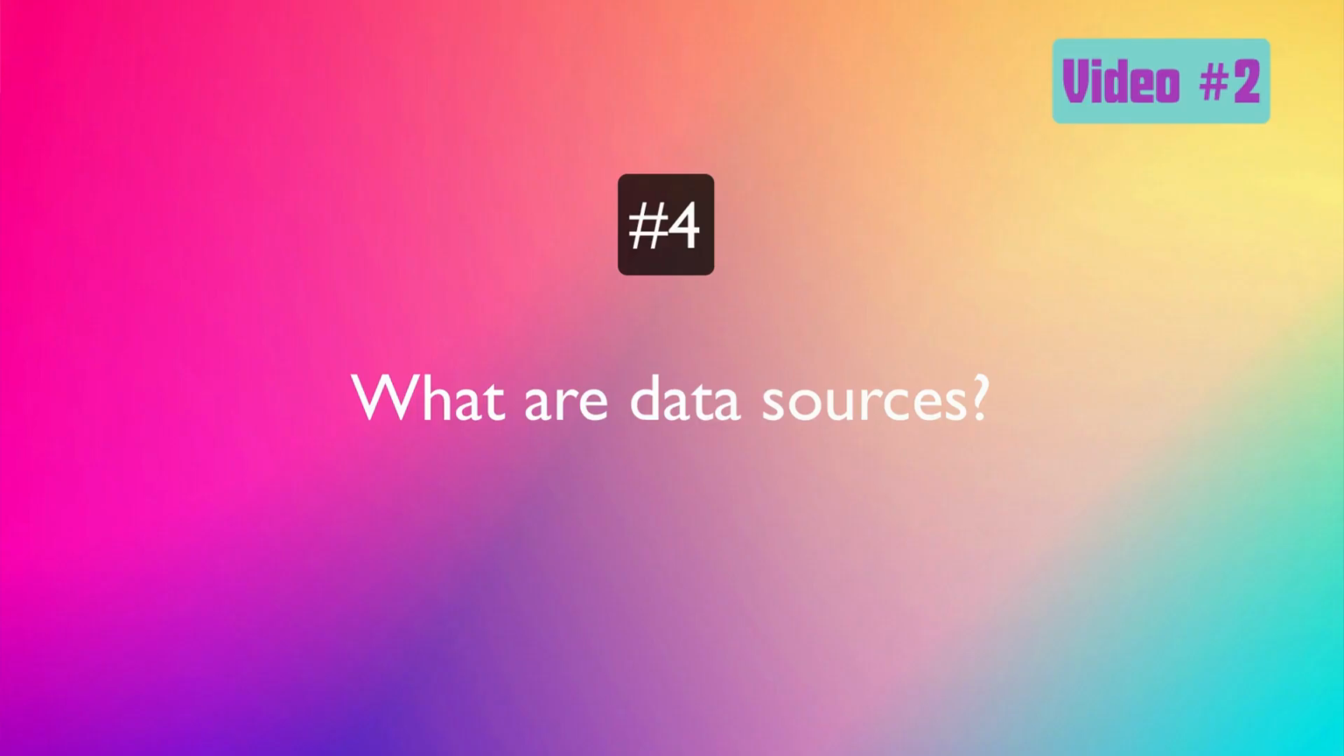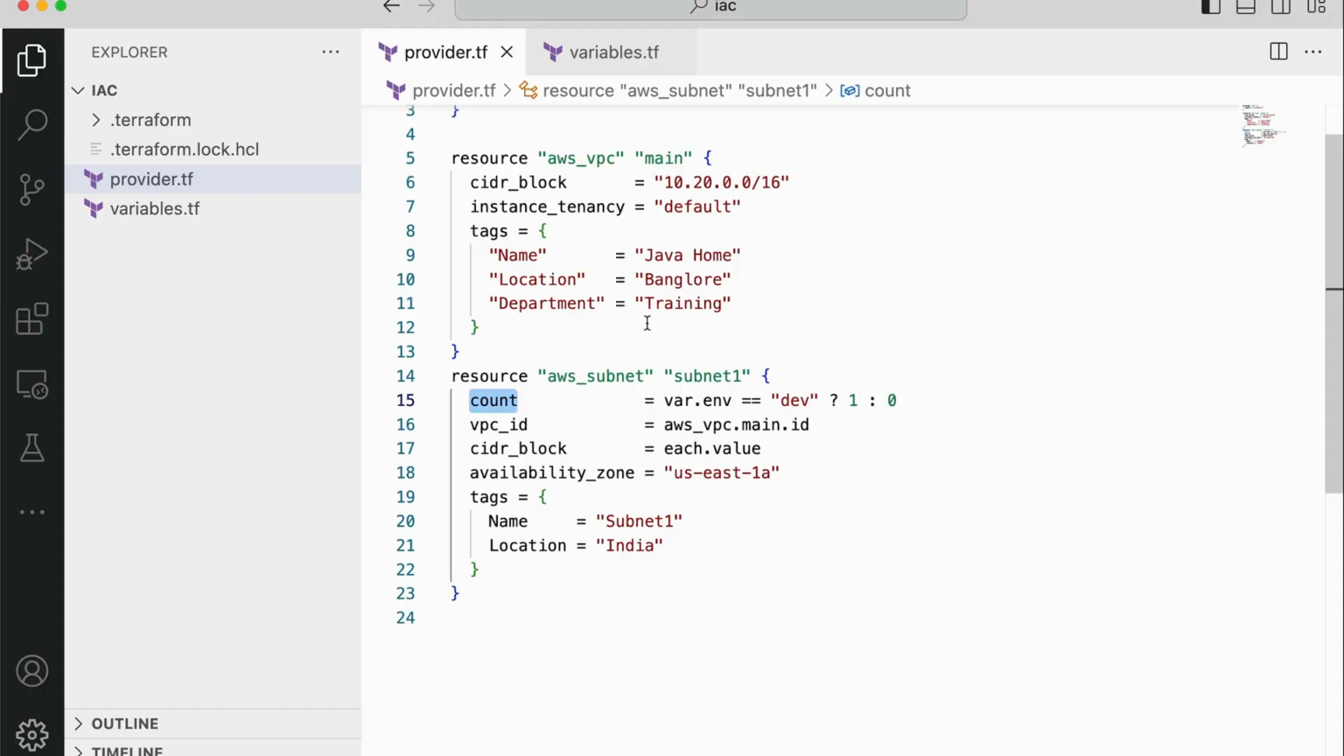The next one, what are data sources? A data source in Terraform allows us to get data that is present outside the Terraform context. For example, I want to get the AWS account number, or I want to get an AMI ID based on filters. Otherwise, I want to get a list of availability zones dynamically without hard coding. All such things can be done using data sources. Let's use that right away in this example.